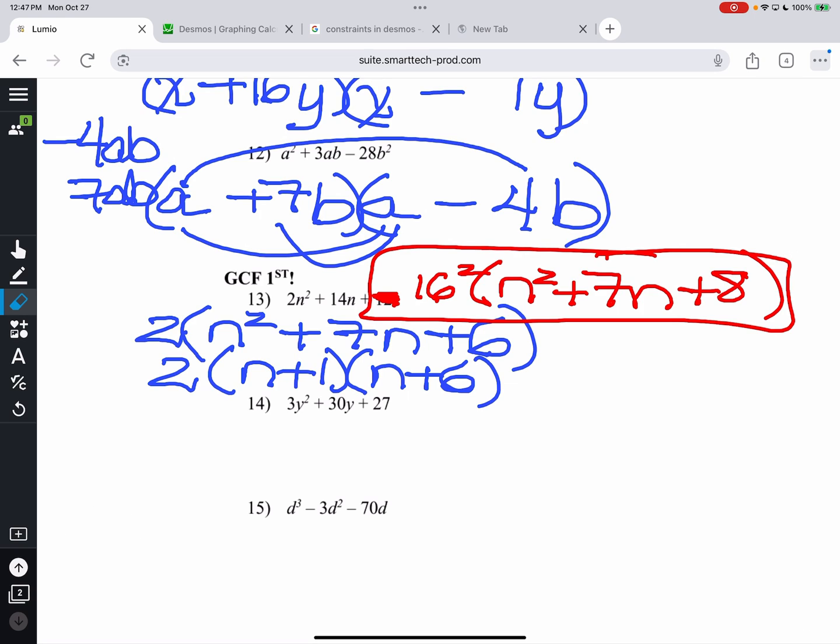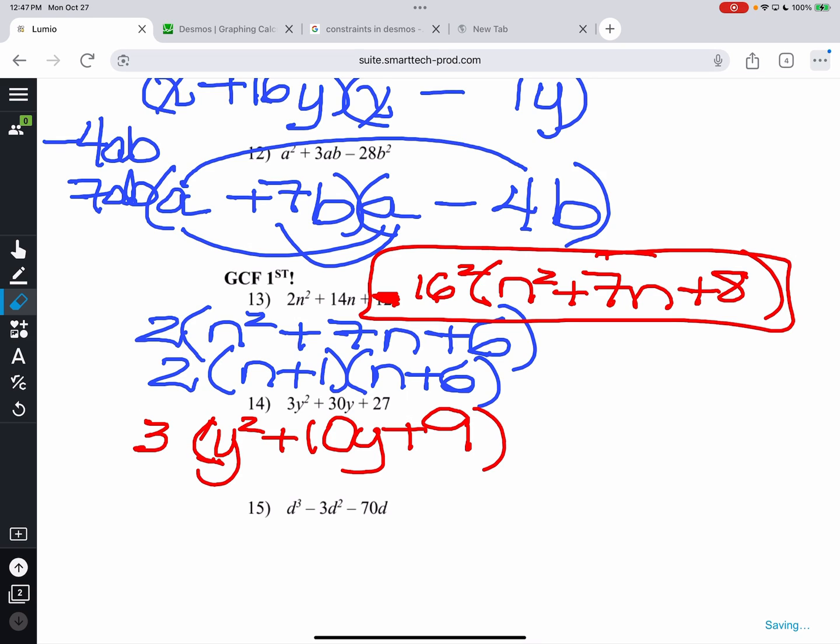All right, 14. What do they share? 3. What are we left with? y squared plus 10y plus 9. Two factors. You finish it. Y'all work it. What would the final answer be? 3 times y plus 1, y plus 9.